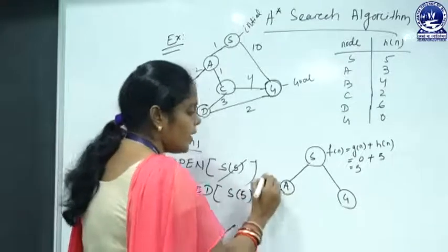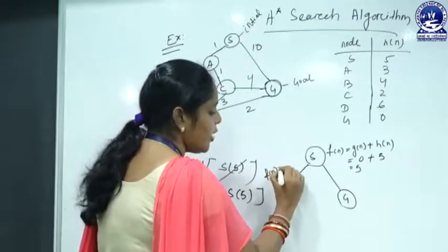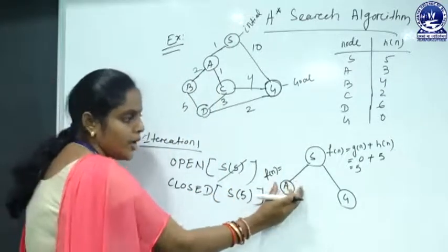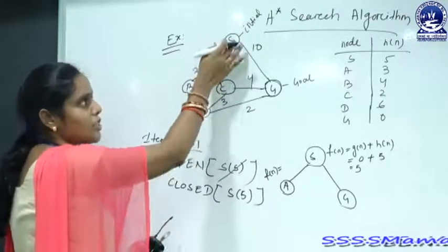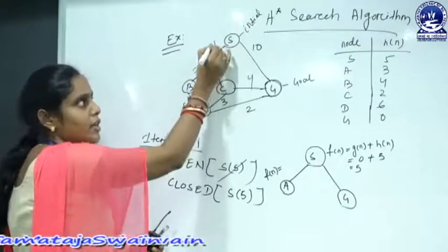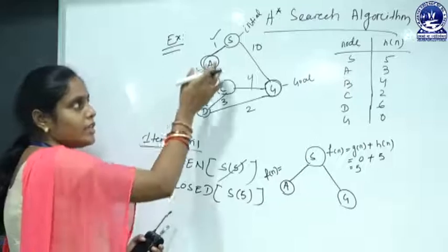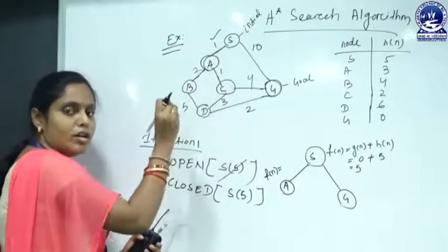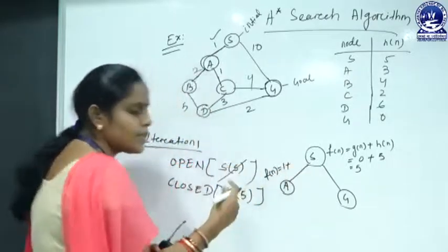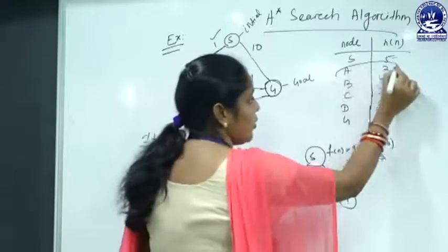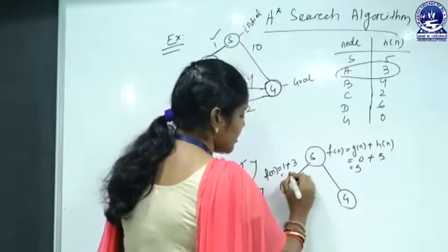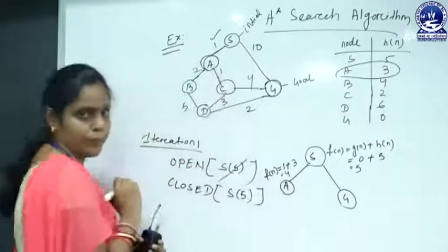Now for node A, the Fn value is the combination of Gn and Hn. For node A, the Gn is the cost from the starting node to that node. That means for node A the Gn value is 1, because Gn cost is nothing but the cost from the starting node to that node. Here Gn is 1, then next Hn. For node A the Hn value is 3. That means we add 1 plus 3, which gives us the Fn value, equal to 4.